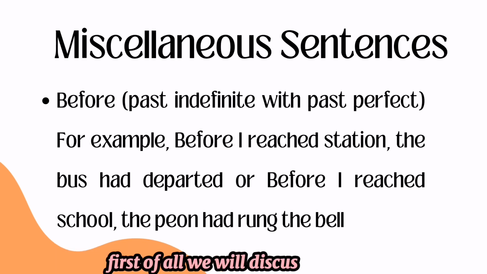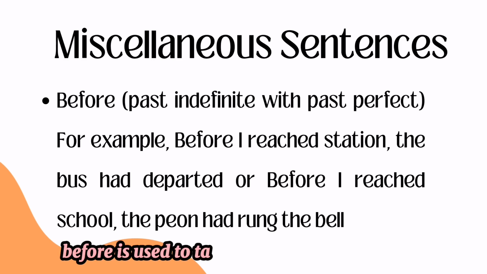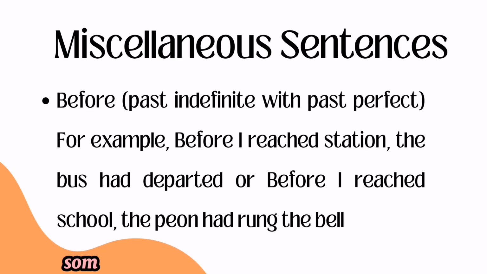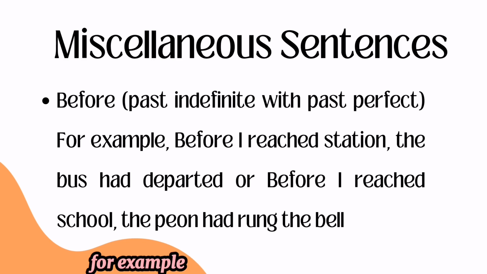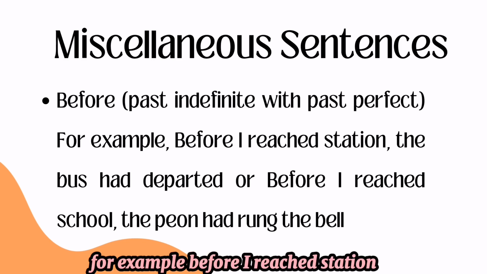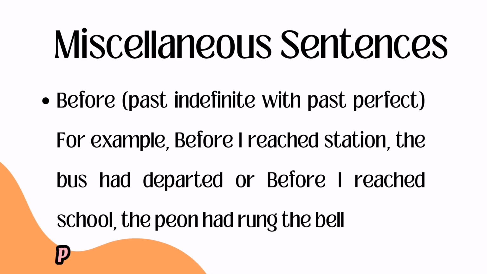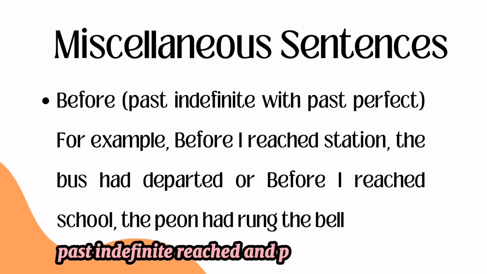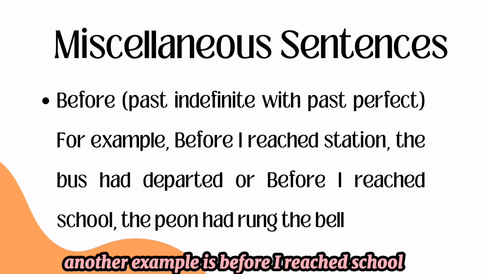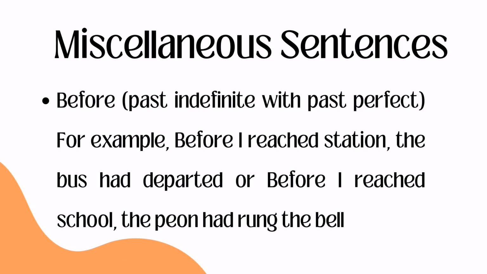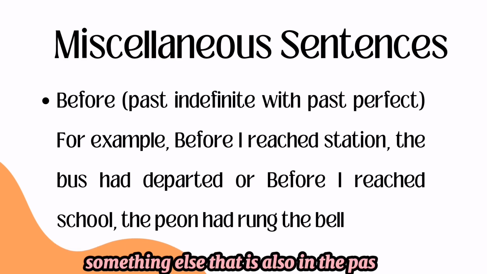First of all, we will discuss before. Before is used to talk about something that happened before something else that is also in the past. Right? For example, before I reached station, the bus had departed. Past indefinite reached and past perfect had departed. Another example is before I reached school, the peon had rung the bell. It is indicating something that happened before something else that is also in the past.